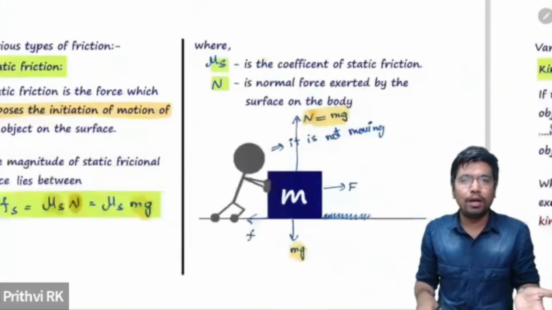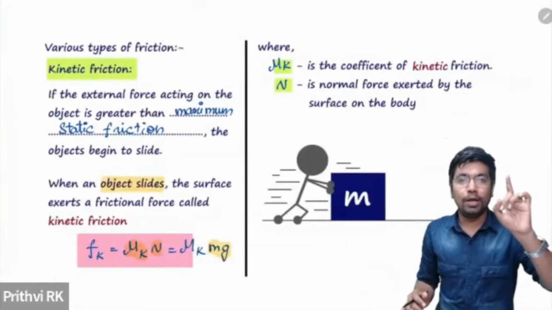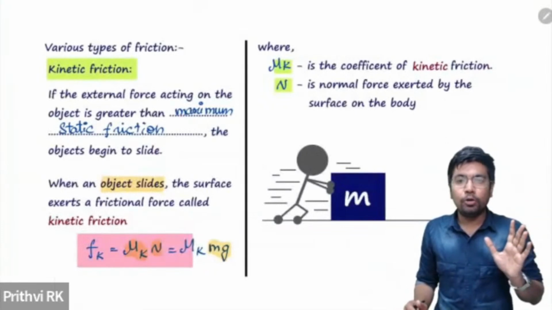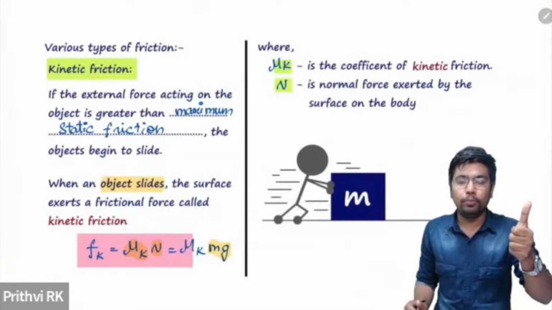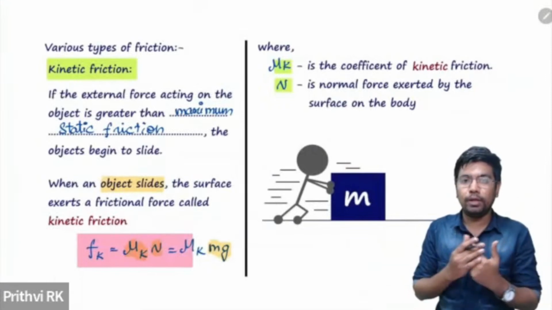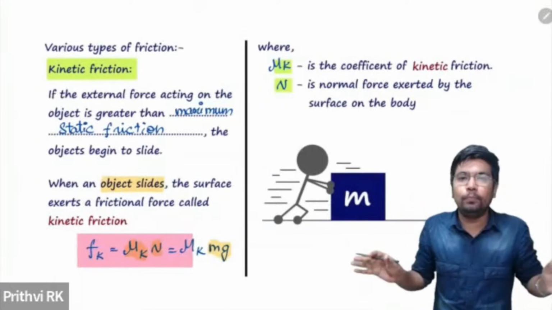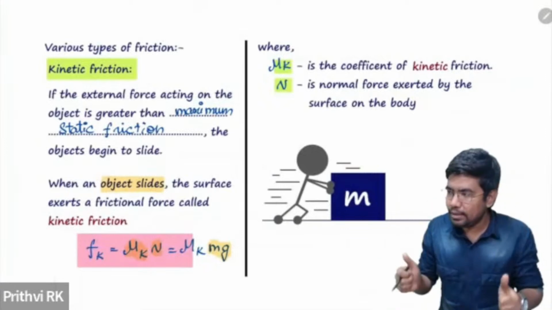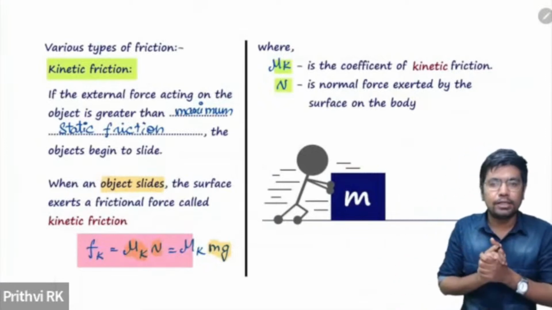They have the same formula. In a question, you will have the value for the coefficient of friction, and the other value will be the normal force. And if you multiply both these values, you will get the answer. It is very, very, very simple. So I think you have understood it, right?